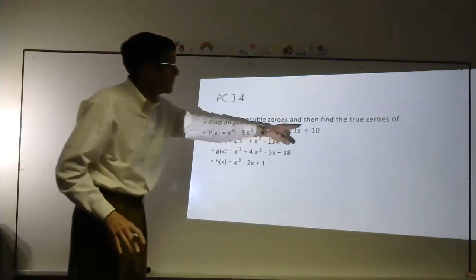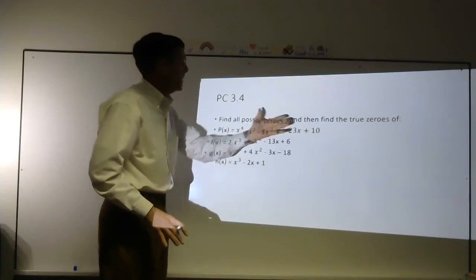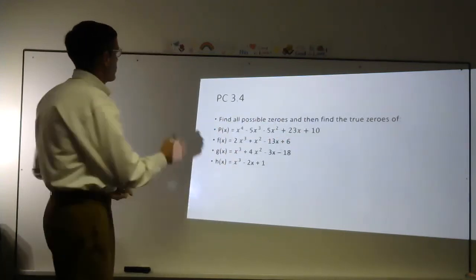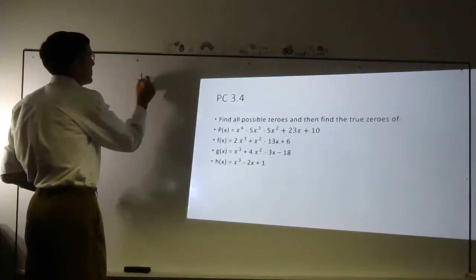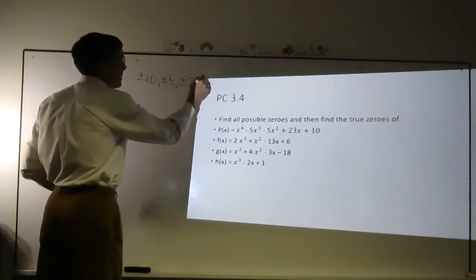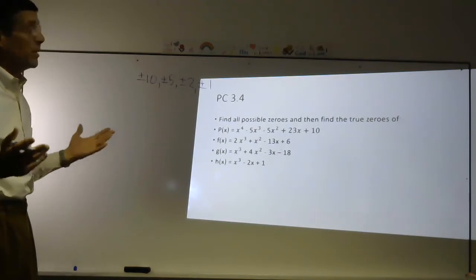So you put factors of the last term on the top, factors of this on the bottom. So you're going to get factors of 10. Everything's going to be over 1. So your possible zeros are plus or minus 10, plus or minus 5, plus or minus 2, plus or minus 1. Okay? Which means we have 8 possible zeros.